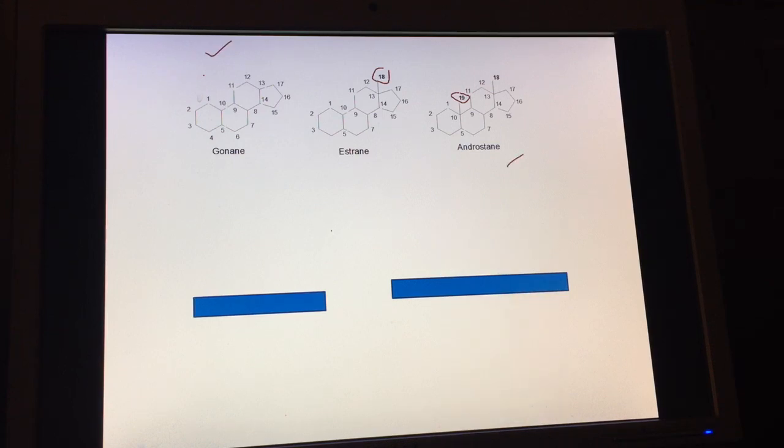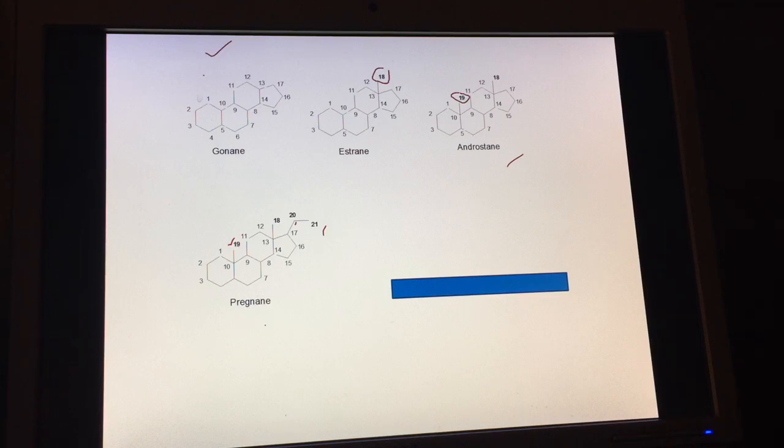Likewise, we have C19 up to here. Now C20 and C21. This C21 structure is called pregnane. Progesterones are the derivative of this structure. We will discuss this when we discuss the steroidal sex hormones.